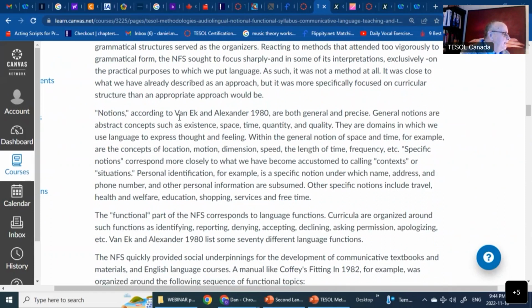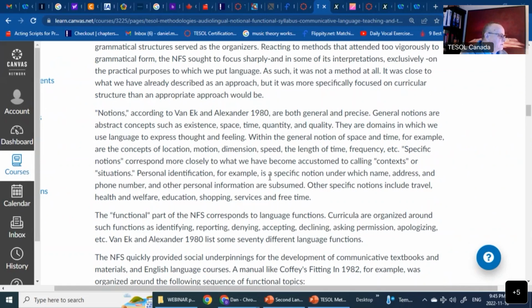Notions, according to Van Ek and Alexander in 1980, are both general and precise. General notions are abstract concepts such as existence, space, time, quantity, and quality. They are domains in which we use language to express thought and feeling. Within the general notion of space and time, for example, are the concepts of location, motion, dimension, speed, the length of time, frequency, etc.